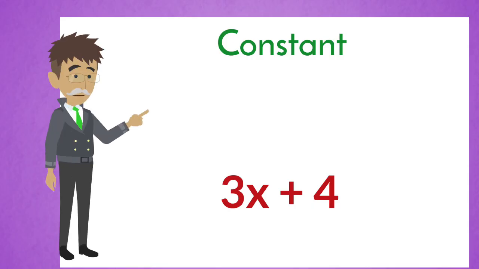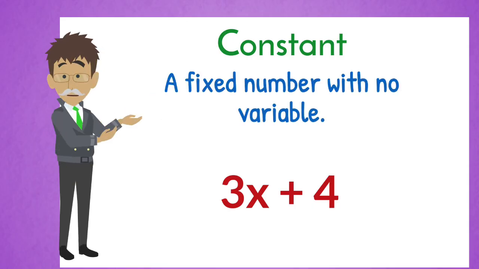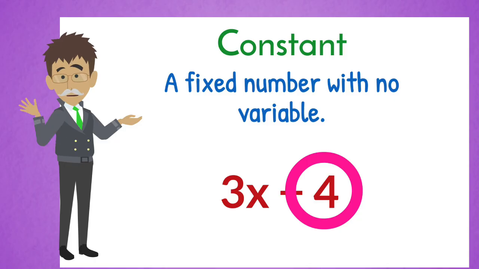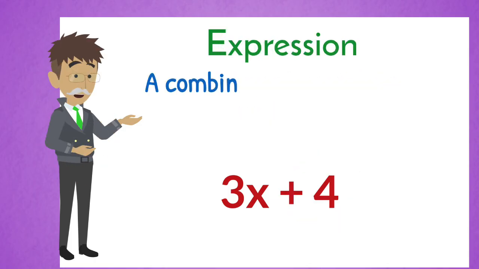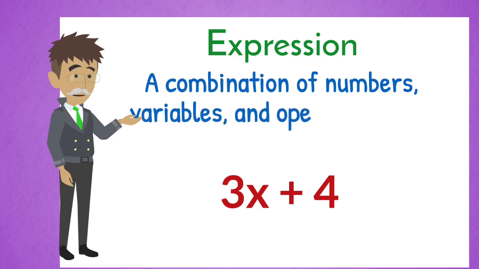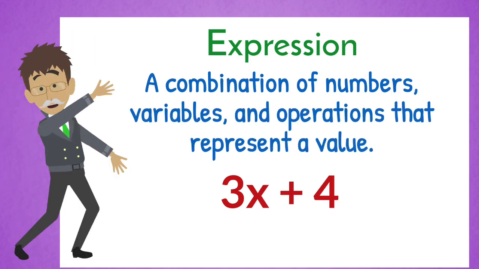Constant: a fixed number with no variable. In the example 3x plus 4, 4 is the constant. Expression: a combination of numbers, variables, and operations that represent a value. For example, 3x plus 4.